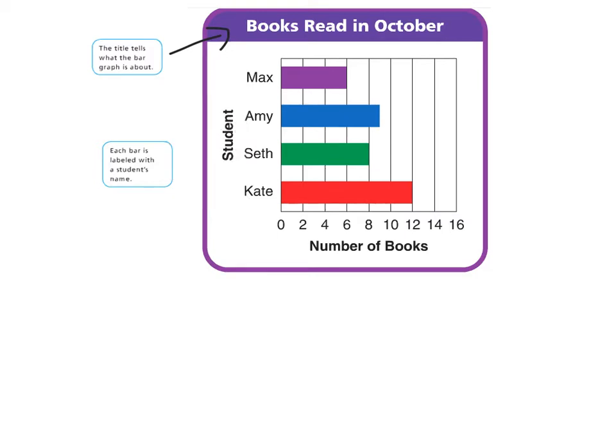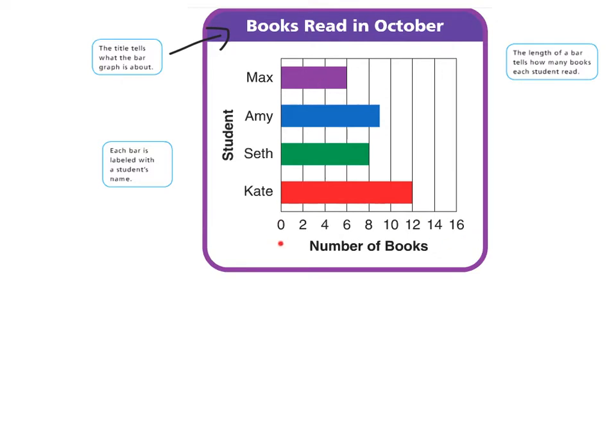Now notice the lengths of each bar. The length of each bar tells how many books each student read. So just by looking at this bar graph, you can tell that Kate read the most books in October since the length of her bar is longer than Seth's, Amy's, and Max's.